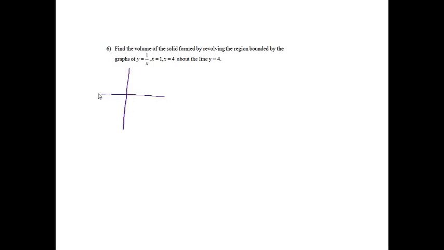All right, let's go ahead and get a graph again. We've got y equals 1 over x, which is going to look like that. x equals 1, x equals 4. So you'll notice we've got this area going on right there. We're going to revolve it about the line y equals 4, so it's going to be up here. Since we're revolving about a horizontal axis, we will be using the washer method. And the reason it will be washer is because there's this big old gap that's going to be left in my figure after I revolve it.